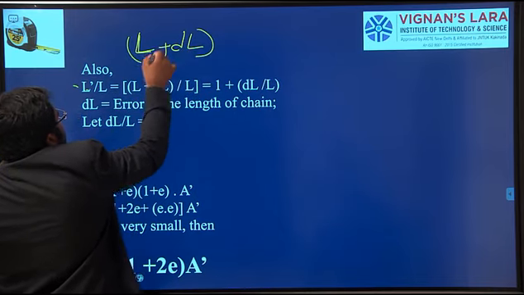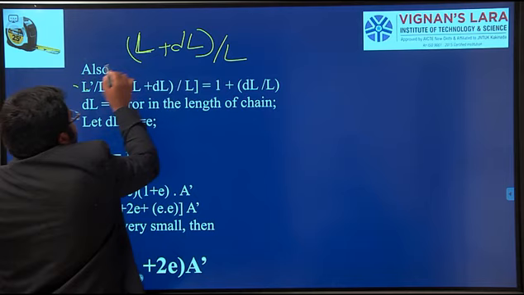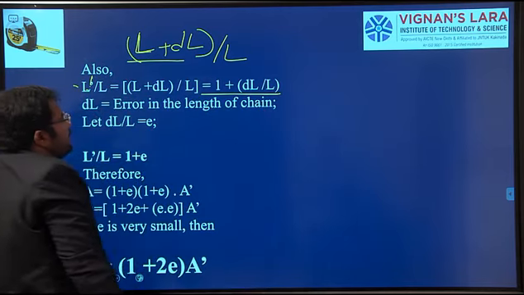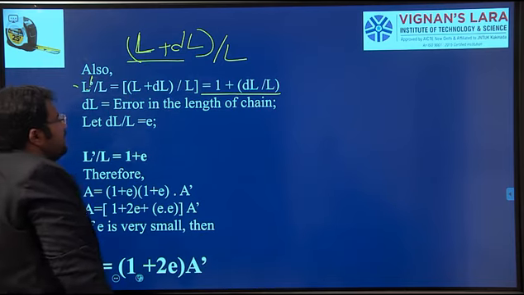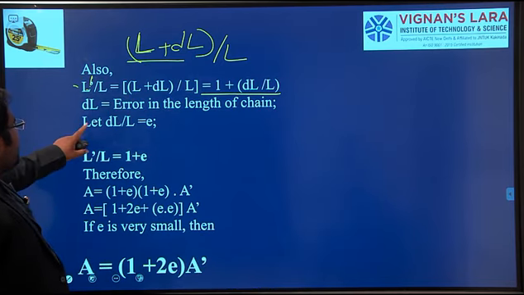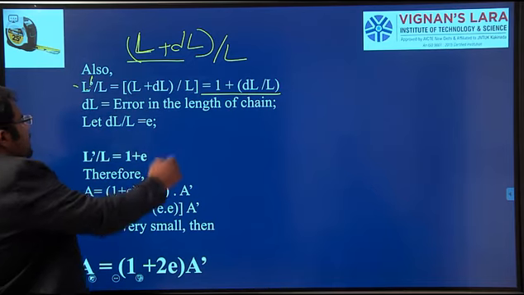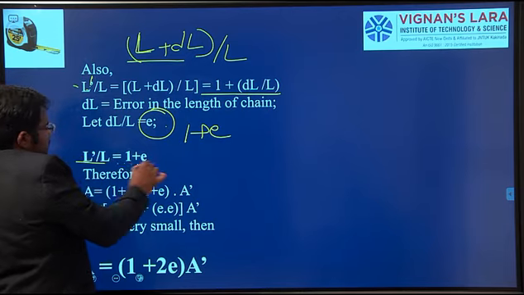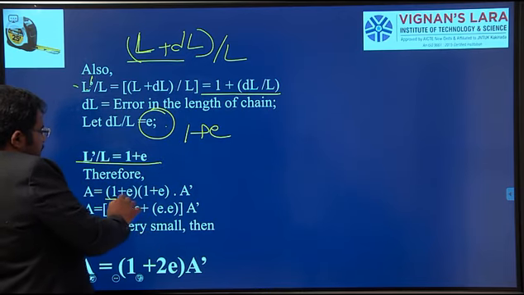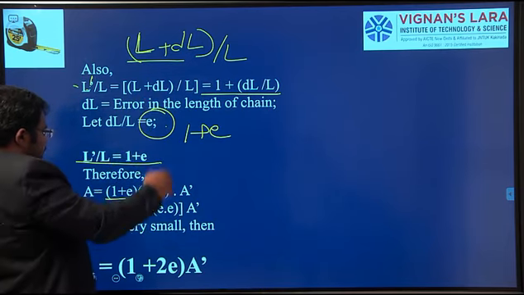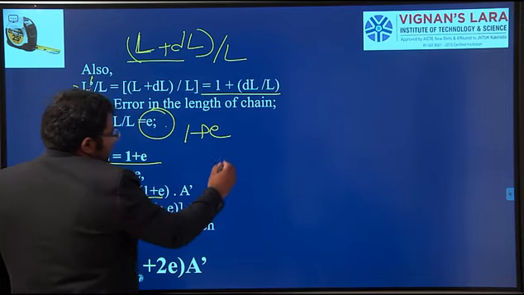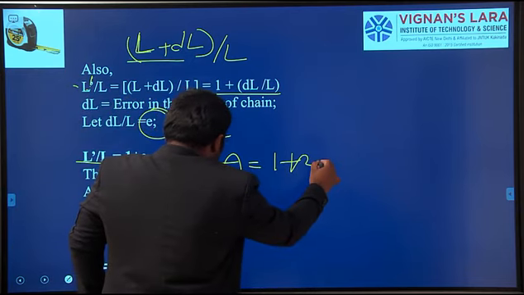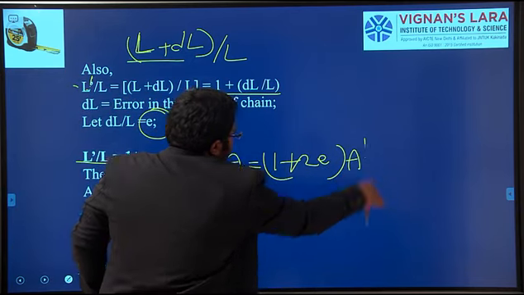This will be substituted by this value. Finally we are going to get 1 plus dl by L. Now dl is the error. Let dl by L be equal to E, which we are assuming as E, then it becomes 1 plus E. Therefore 1 plus E into 1 plus E, if we substitute that in the area, finally we get 1 plus 2E into A dash.